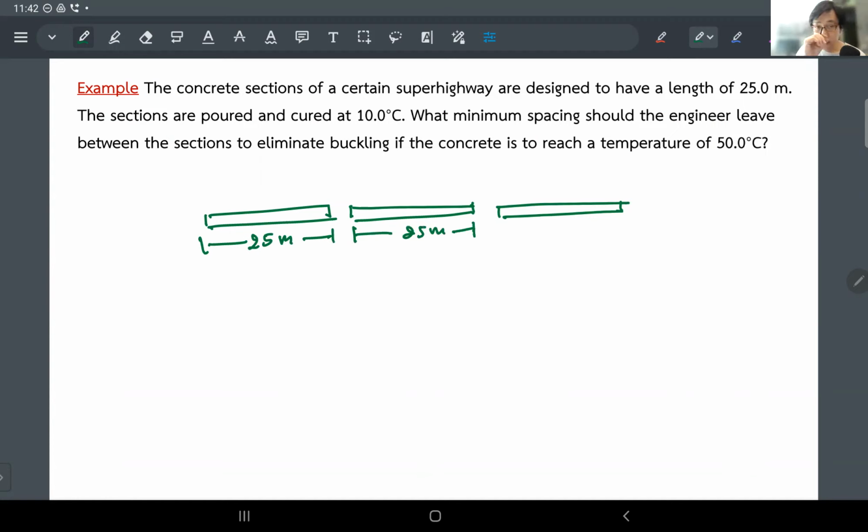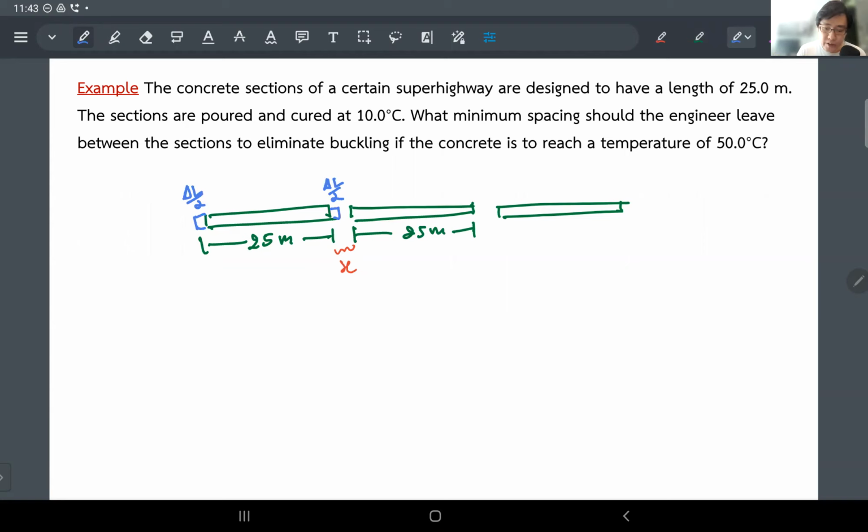So what is the minimum spacing an engineer should leave between the concrete blocks to prevent buckling? All right, so you want to leave some space. Let me call this X for now. That's the spacing that we need to supply. First of all, when things get hot, this block of concrete will expand. And to be fair, it's supposed to expand on both sides. So let's split that delta L into half and half.